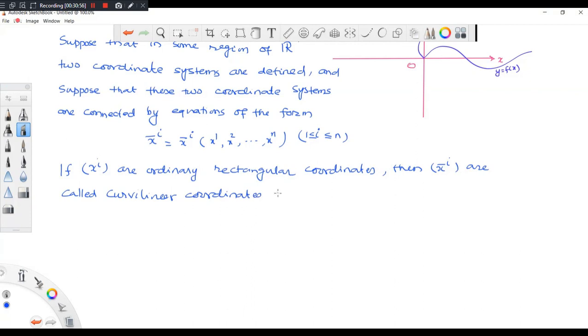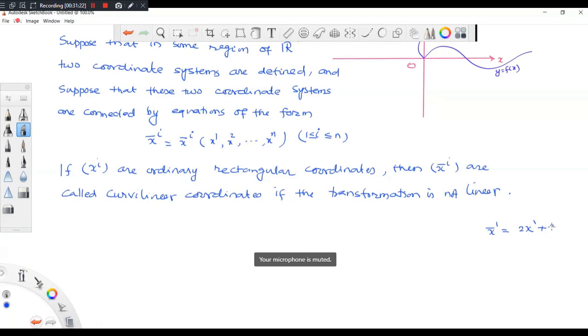If the transformation is not linear. Okay, you understood the meaning of a transformation that is not linear. For example, let me take x bar 1 is equal to 2x1 plus 3x2. See this transformation. Now let me consider another transformation.